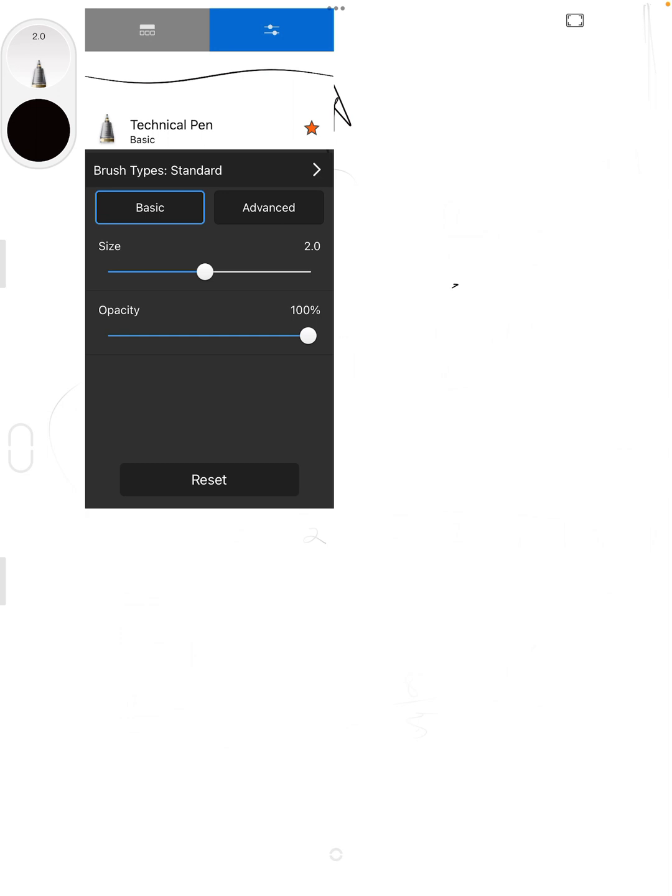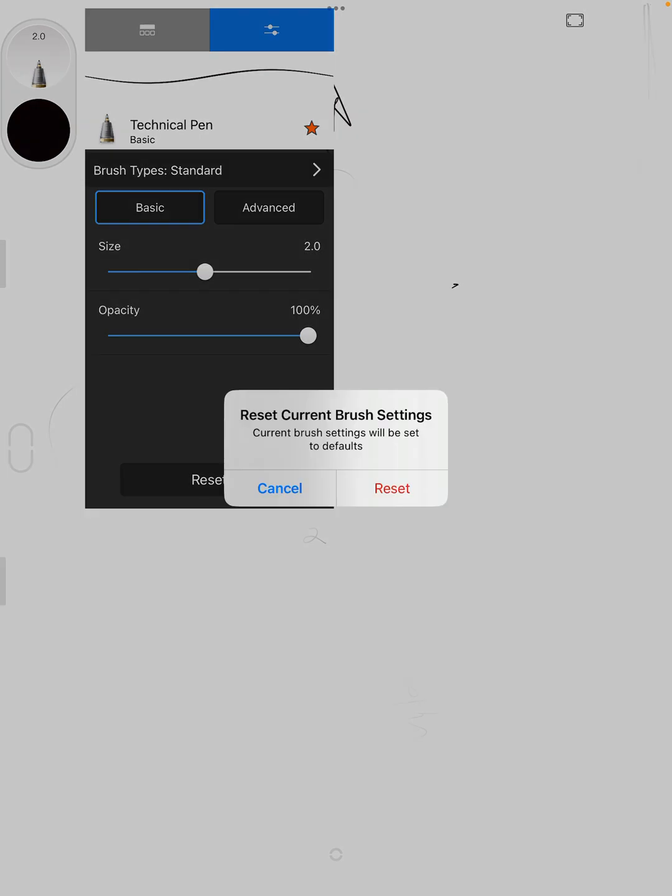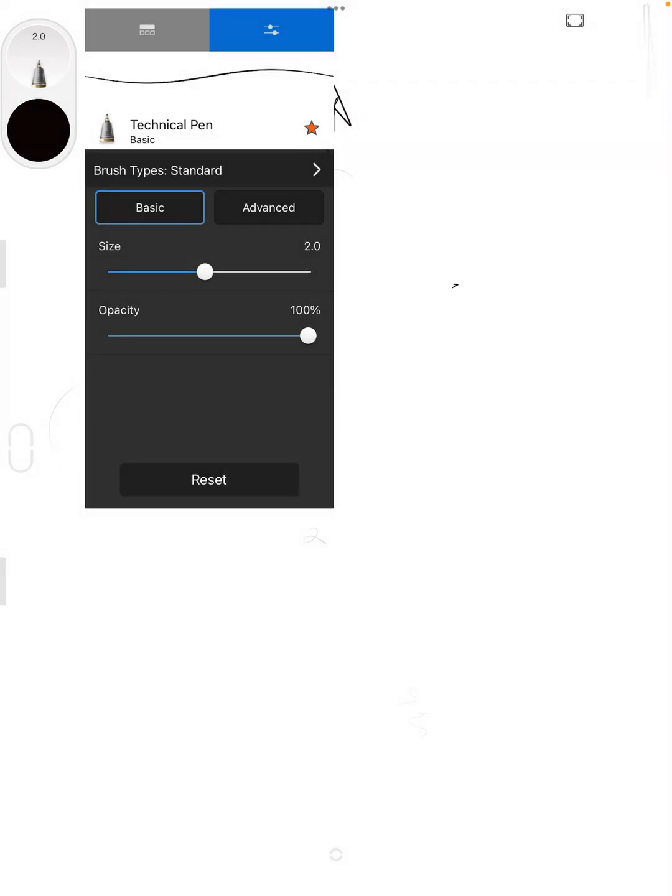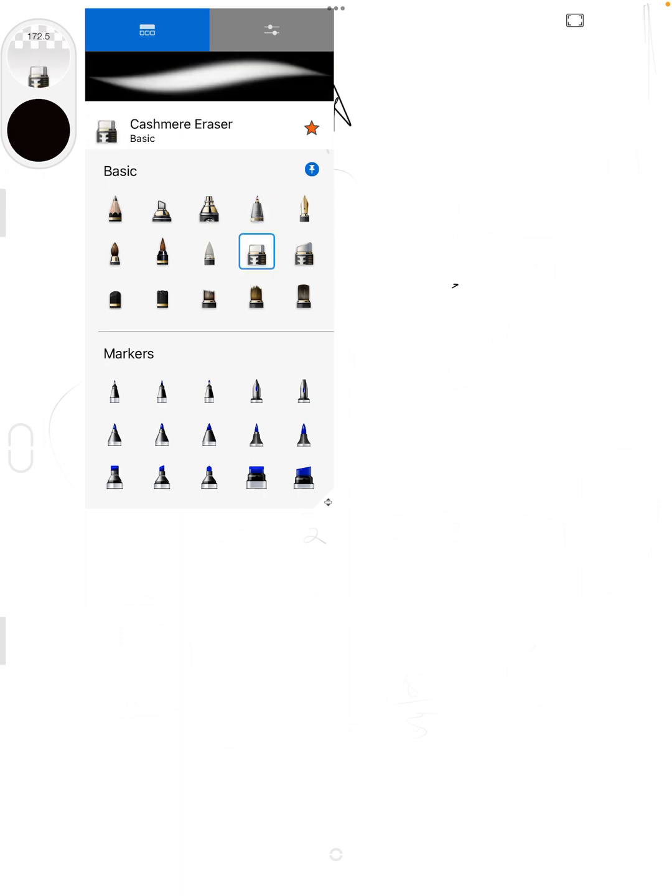Let's try this again. Lesson 60. See, this is what happens when you are using the eraser function. All right. So, lesson 60, what is that?